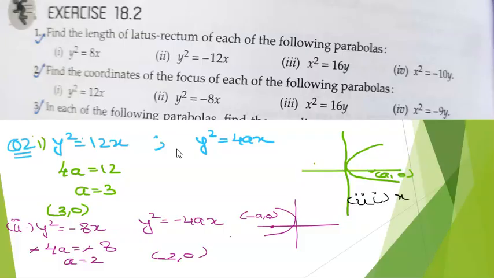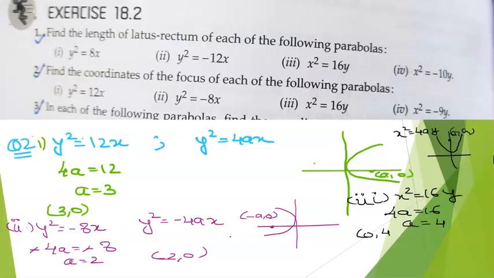Third part, x square is equal to 16y, right? So what kind of a parabola will it be? X square and 16y. It's an even power of x, so symmetric about the y-axis, and this will be positive. So here the equation is x square is equal to 4ay. So 4a is equal to 16, so a is equal to 4, right? So here the point will be 0 comma a, because on the y-axis the x coordinate is 0. So here it will become 0 comma 4. I hope you have done this part. I'll erase this and then solve the last part also.